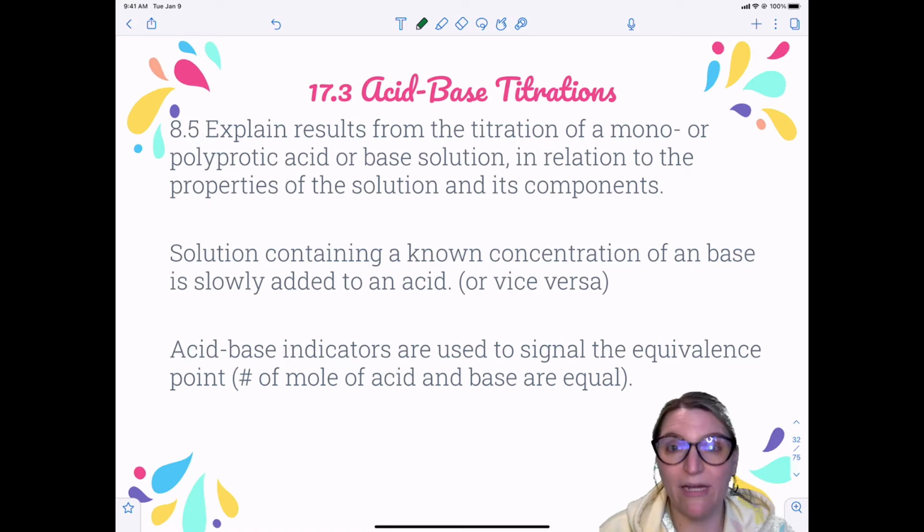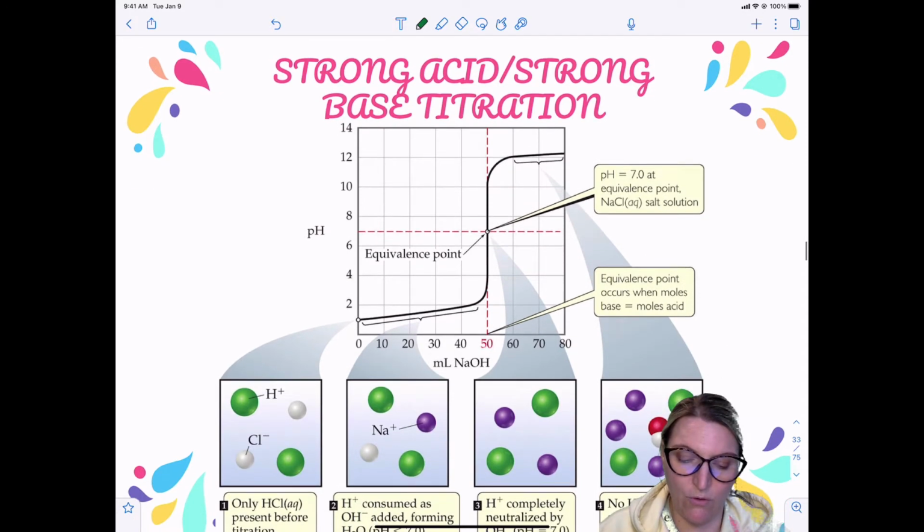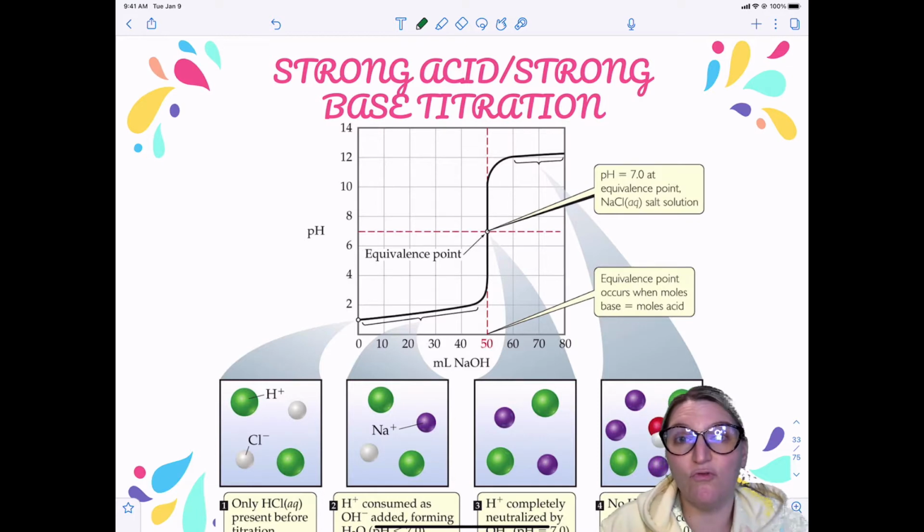A titration is usually a process done to find the concentration of an unknown solution by finding how many moles of one thing react with moles of another thing. Then you can figure out moles, and you already know the volume, so that's how you would find the concentration. The first type of titration we're going to do is the strong acid, strong base titration. These are the easiest to do, and really the mathematics behind it is mathematics from last year.